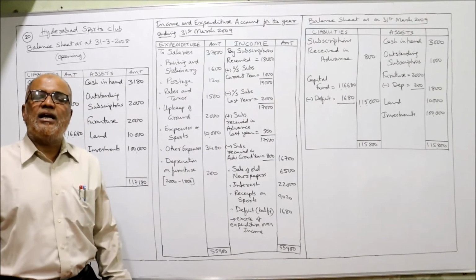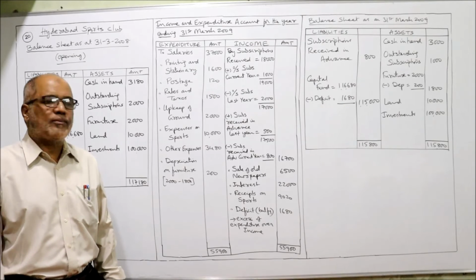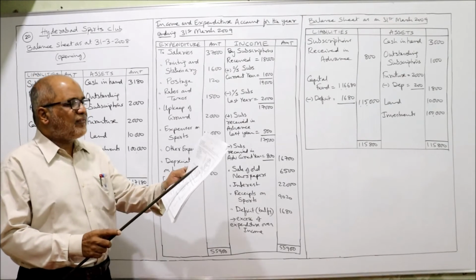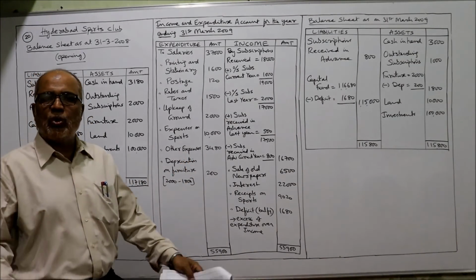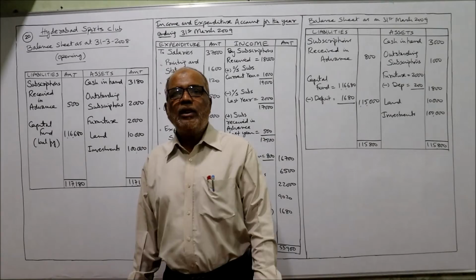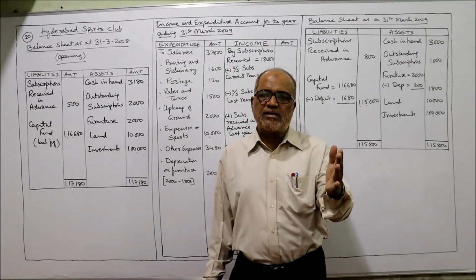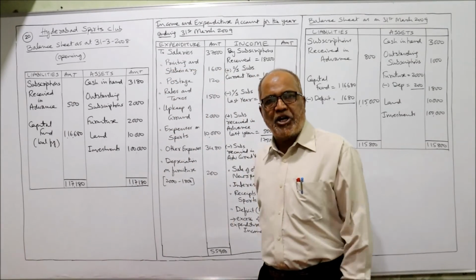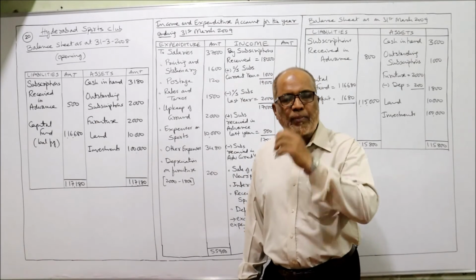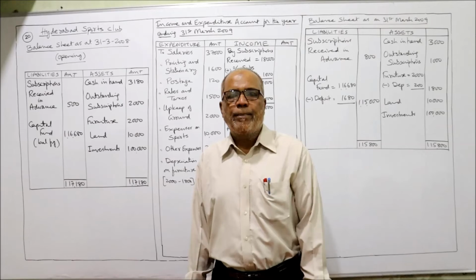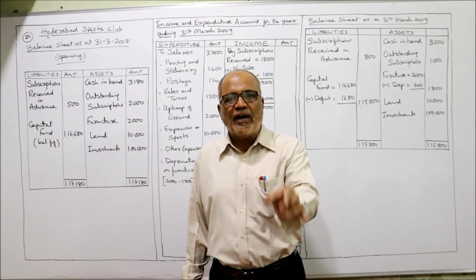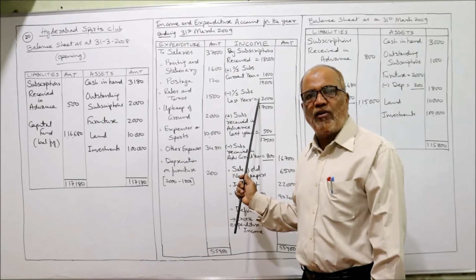Now lastly, depreciation on furniture. Last year furniture 2,000, current year 1,800. So 200 rupees depreciation. All the items of receipts and payments I have taken in the income and expenditure account. Now you have to check separately the total of expenditure and total of income. On a separate piece of paper, you find the total of expenditure and total of incomes.